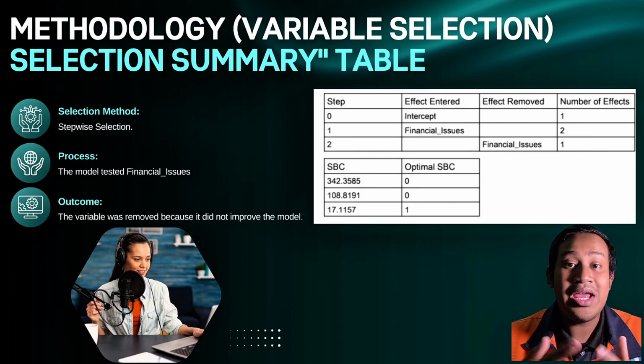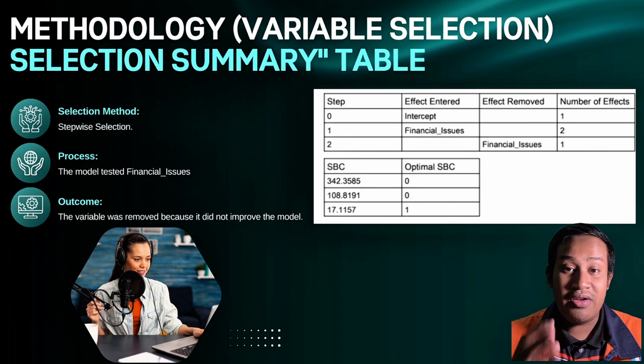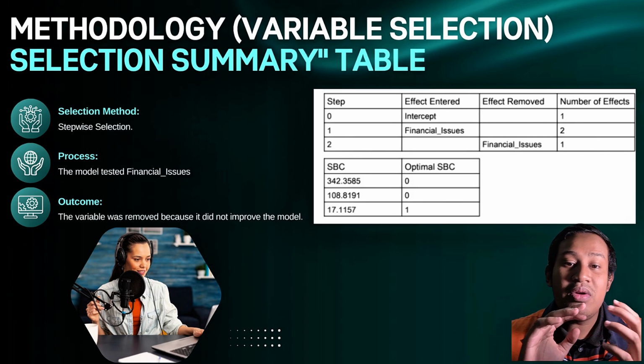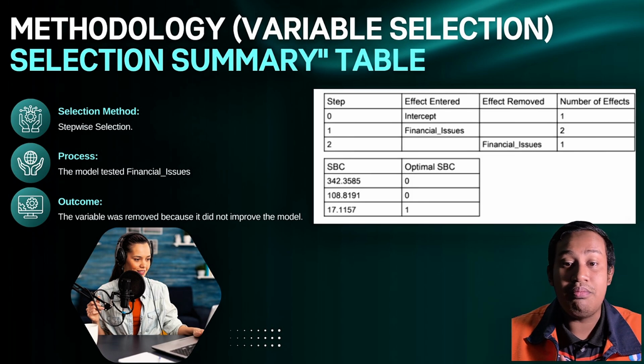If they are statistically significant, as you can see in this table, the algorithm essentially tries to include the variable financial issue in step 1. However, in step 2, it removes the variable. Why? Because the model efficiency score, the SBC, actually improved when we took that variable out. This was the first indicator that financial issue might not be a strong predictor for this specific dataset.